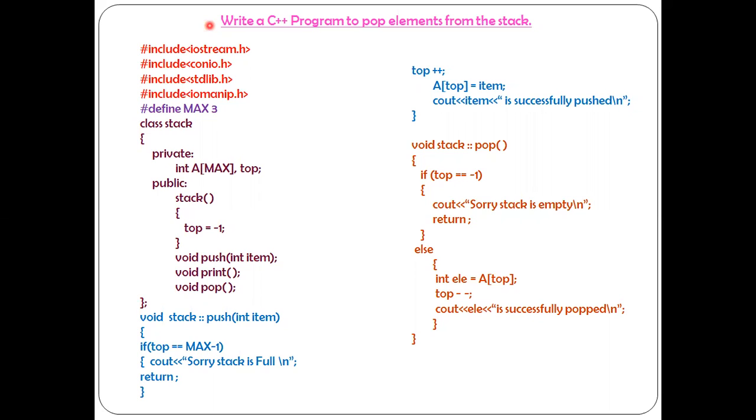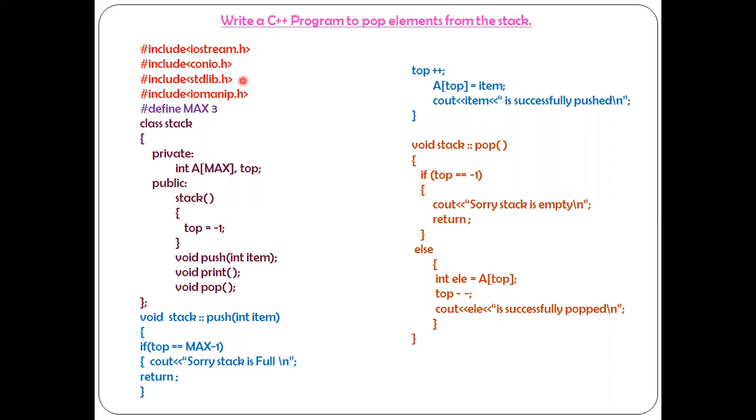So have a look at the C++ program. There are 4 different header files we have made use of in this program. The first one is #include iostream.h, which stands for input output stream header file. The second one is #include conio.h, which stands for console input output header file. Third one, #include stdlib.h, which stands for standard library header file.